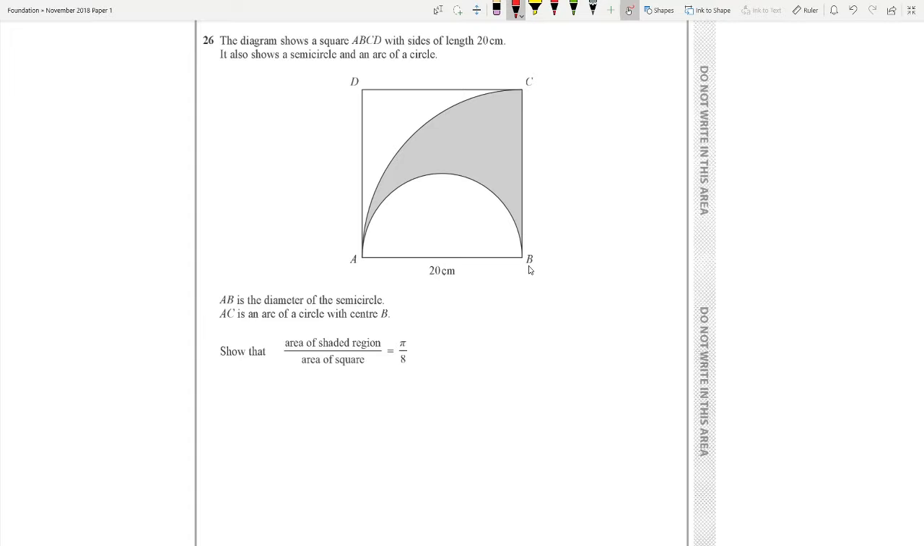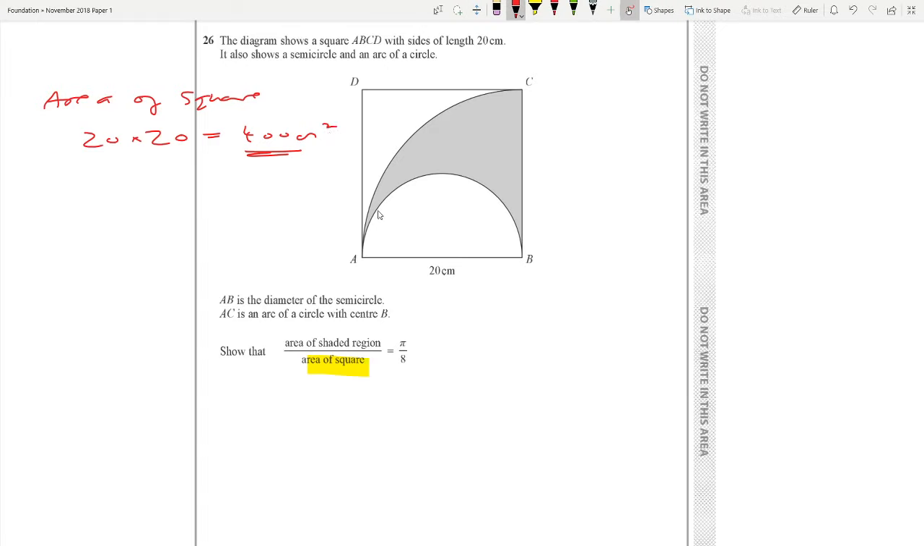Okay, so we should do the easy bit first. What's the area of the square? Area of the square is just 20 times 20, isn't it? So the area of the square is 20 squared, 20 times 20, which is 400 centimeters squared.